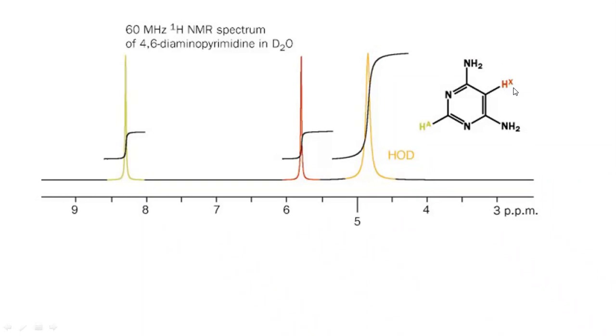Now you see this HA has no neighboring proton. This is the carbon of HA, and its neighbors are nitrogen and again nitrogen. Therefore, no neighbor, no coupling. Therefore this appears as a singlet. By the n plus 1 rule, n is equal to 0. No neighbor, therefore a singlet, one line.